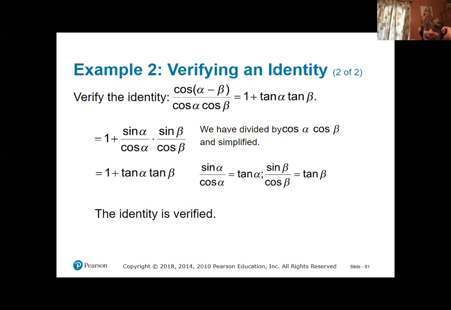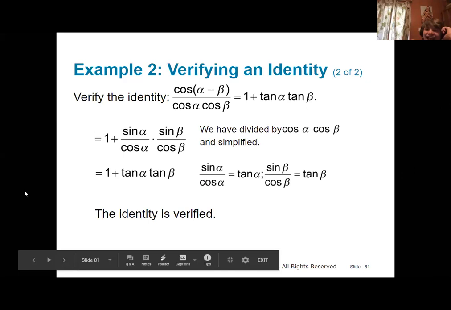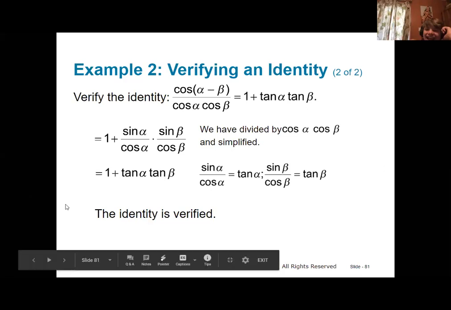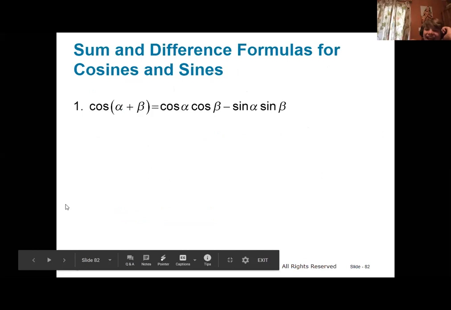I'll give you a minute to finish writing if you're writing. That was example two. Right, we move on. Example three.